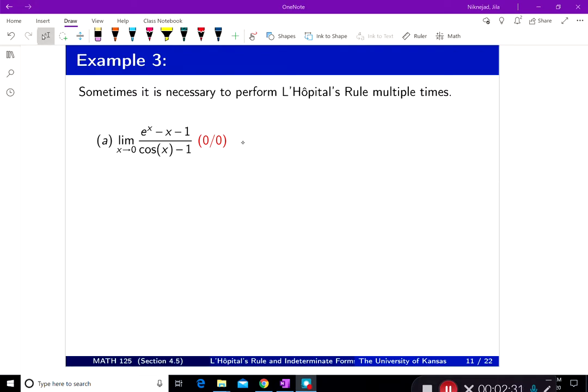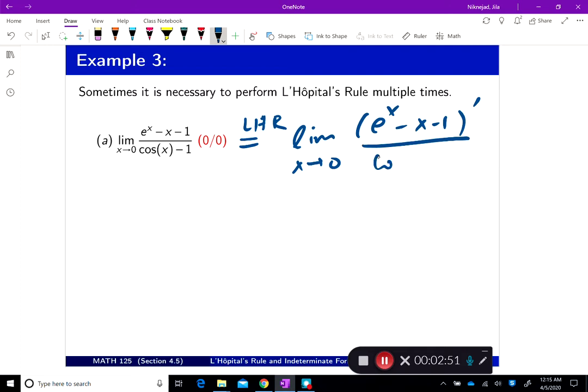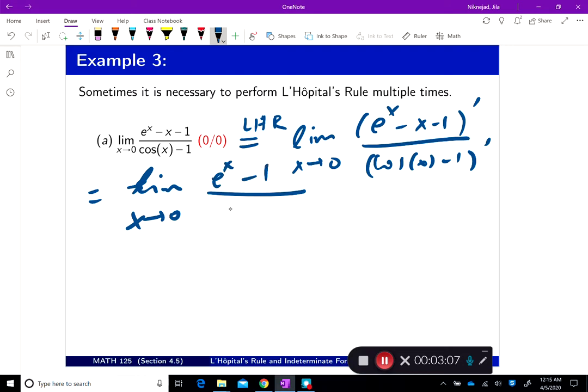So let's try to do L'Hopital rule. According to L'Hopital rule, this is going to be the limit as x approaches 0, and then the derivative of the entire numerator over the derivative of the entire denominator. Don't forget the limit, otherwise it's not going to be the same thing. So e to the power x minus 1 over negative sine of x.